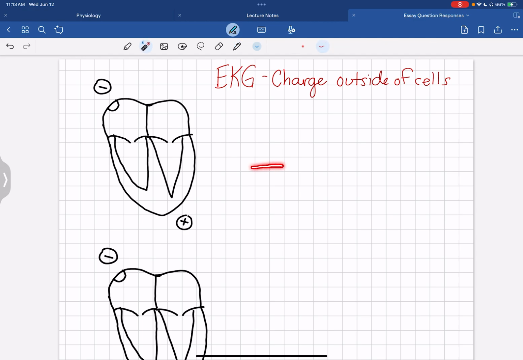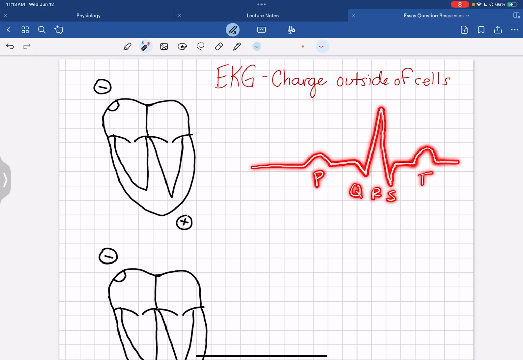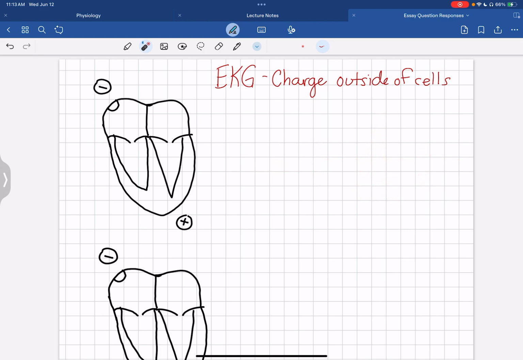And so we're going to get what we call, I'm just going to write this here. On our EKG, we're going to have a P wave, then a Q wave, an R wave, an S wave, and then we're going to have what we call the T wave here. So this is the P, Q, R, S, T wave. And that is what we're going to track here. So for starters, the signal occurs first here in the SA node, which is in the atria.